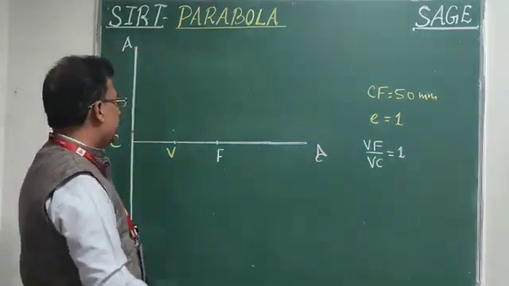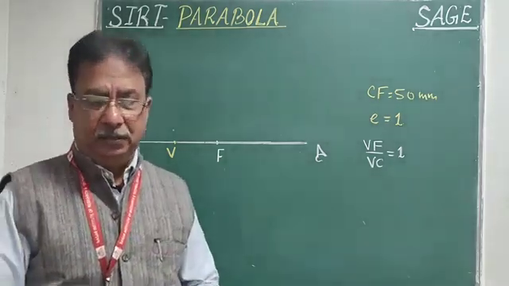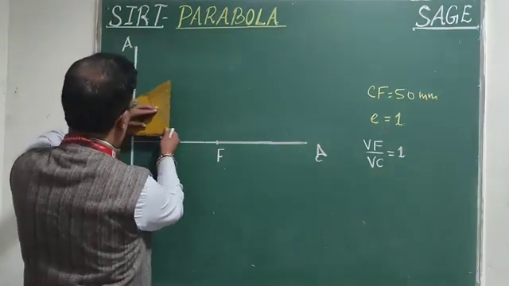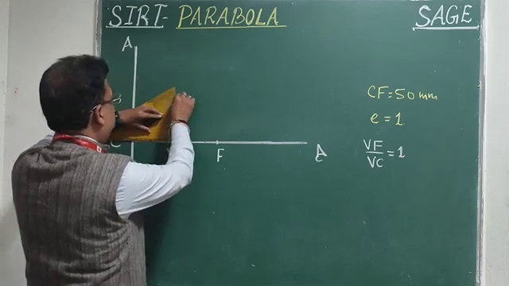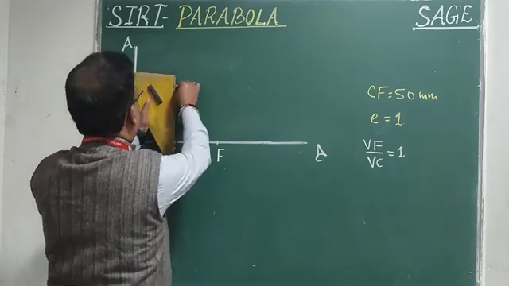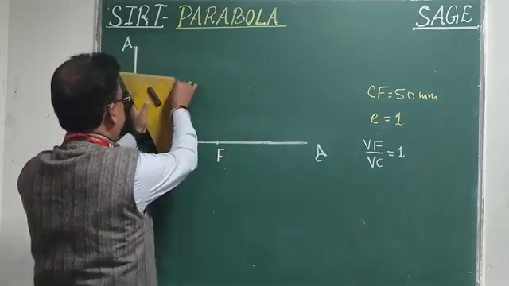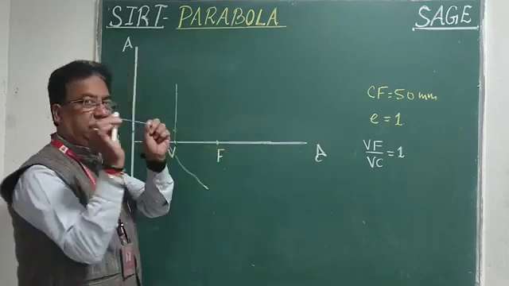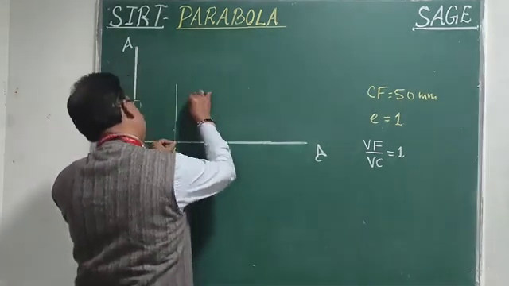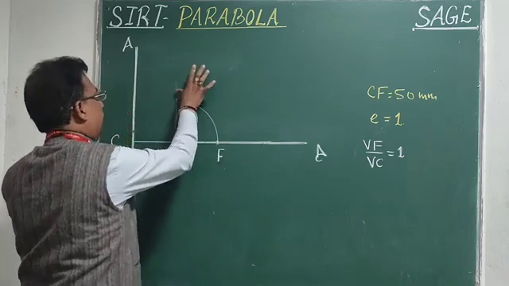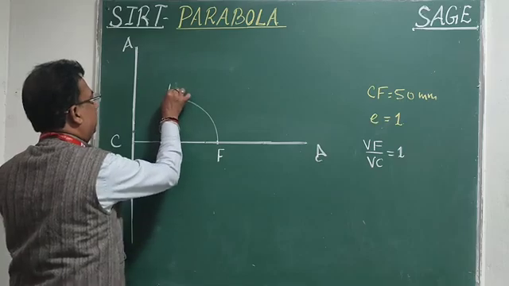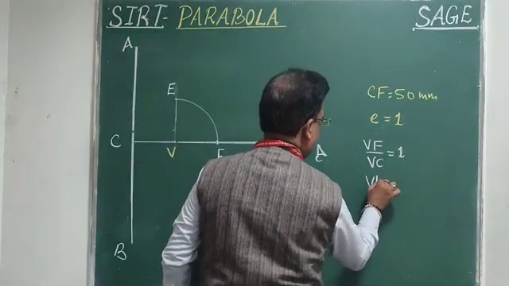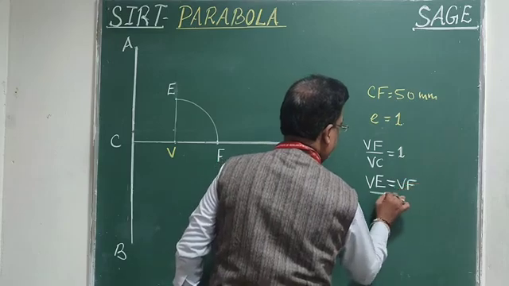Now, what am I going to do? I am going to maintain this distance and find out the points on the curve. Next, at this point V, I am going to draw a line perpendicular to the line CD. After drawing this perpendicular, taking V as center and VF as radius, I am going to shift this point from here to here, and I will name this point as capital E. The condition is that VE equals VF.